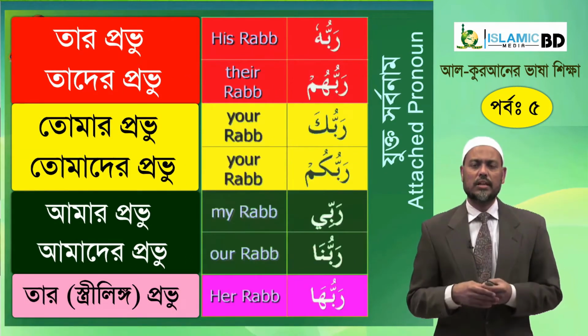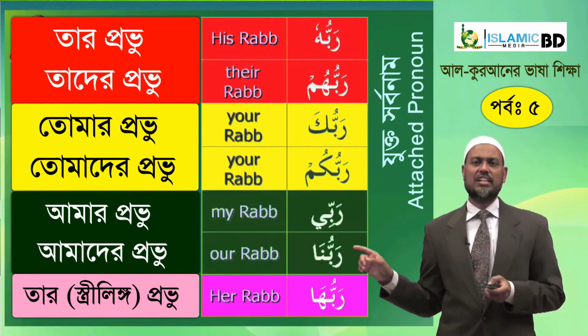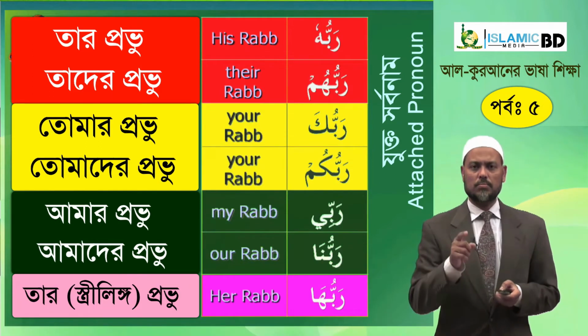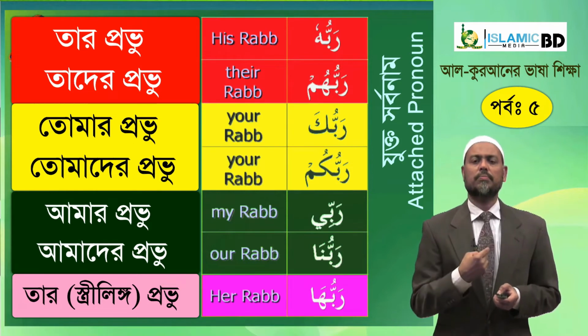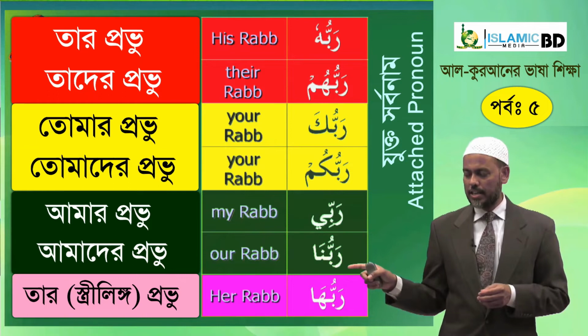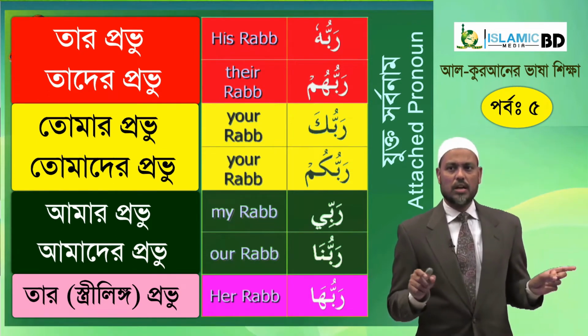And we have used it in attached forms like Rabbuhu is his Rabb. Can you translate Rabbuhu? His Rabb. Rabbuhum? Their Rabb. Rabbuka? Your Rabb. Rabbukum? Your Rabb. Rabbi? My Rabb. Rabbuna? Our Rabb. And also we have learned huwa is he, and hiya is she.